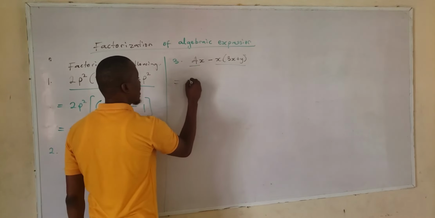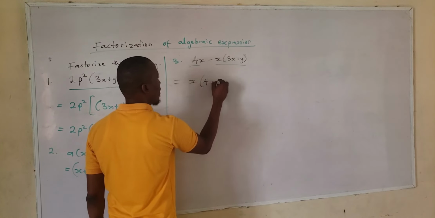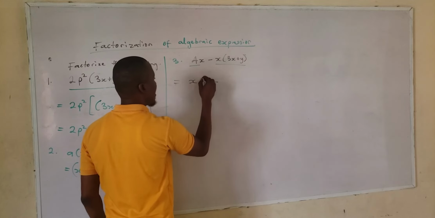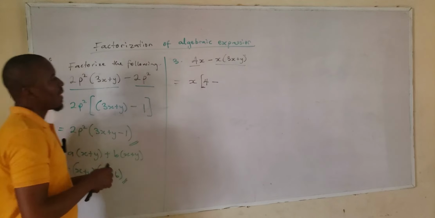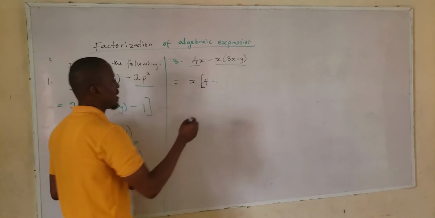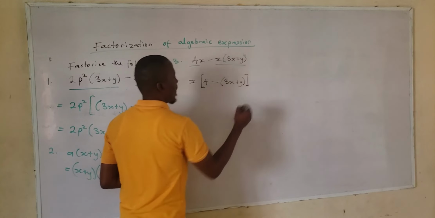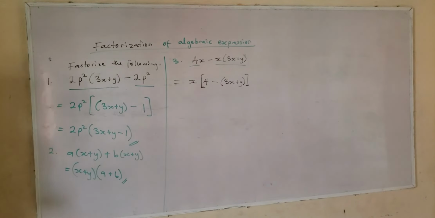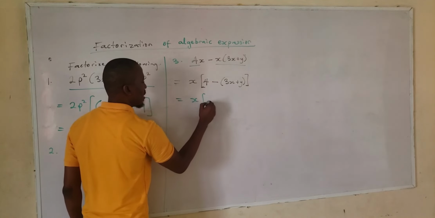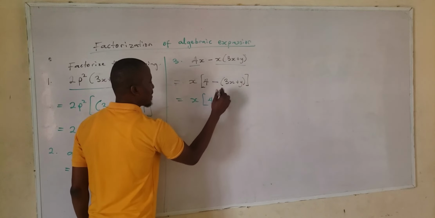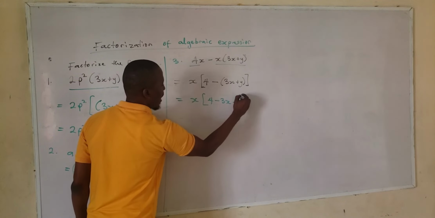So we bring it out, we have x into what will remain here, 4 minus, oh, we need to open a bigger bracket, because there is a bracket that is not common. So the small bracket there is not common, so we have it as 3s plus y. So we need to open the inner bracket there. That will give you x into 4. This times this will give you minus 3s, minus times plus will give you minus y.